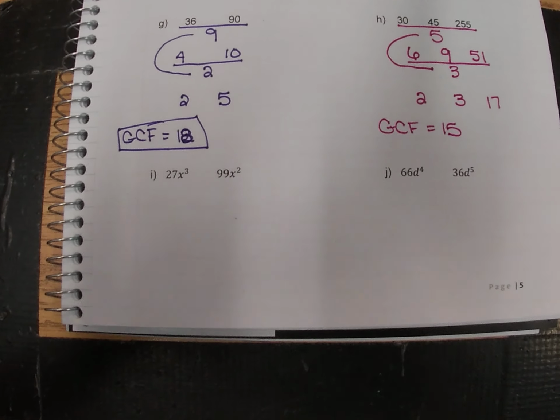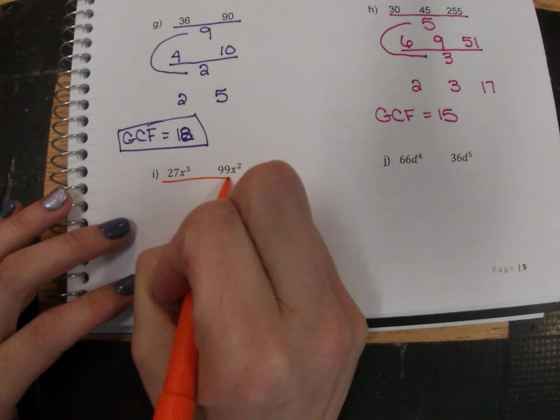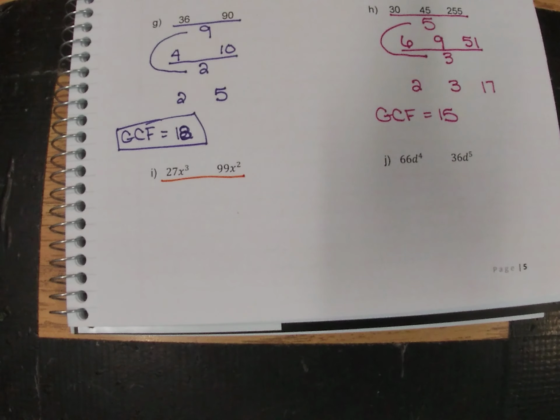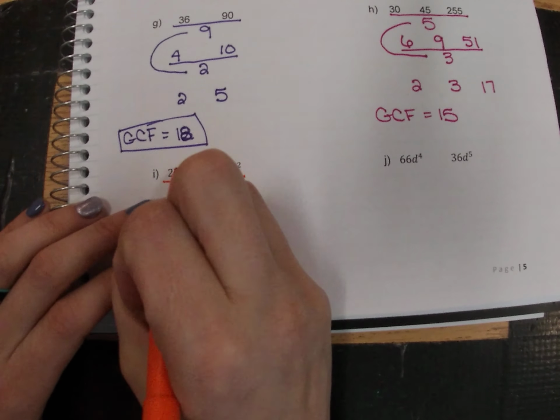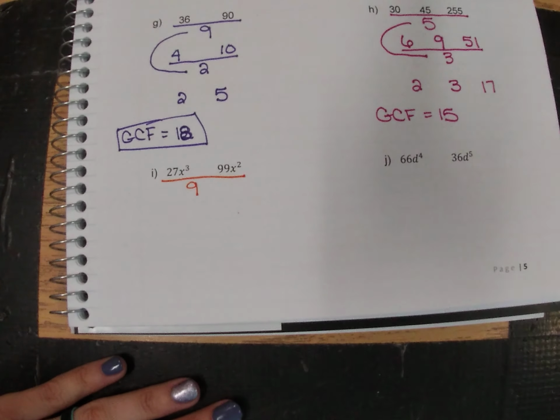Now we can do this same process if we have something that involves variables. Our process is going to be very similar. So we are going to look at 27 and 99 and ask ourselves if we can think of a number that will divide evenly into both of them. So now I'm just focusing on the 27 and the 99, and maybe I can think of 9.